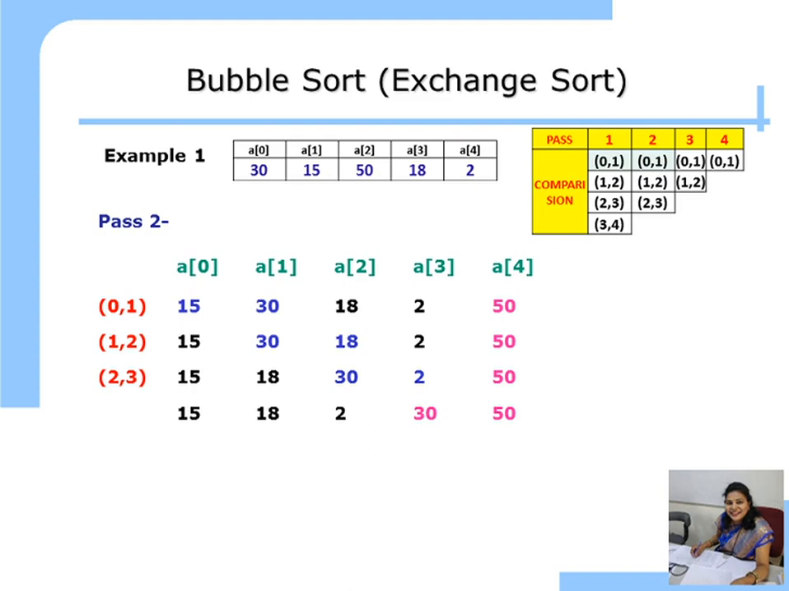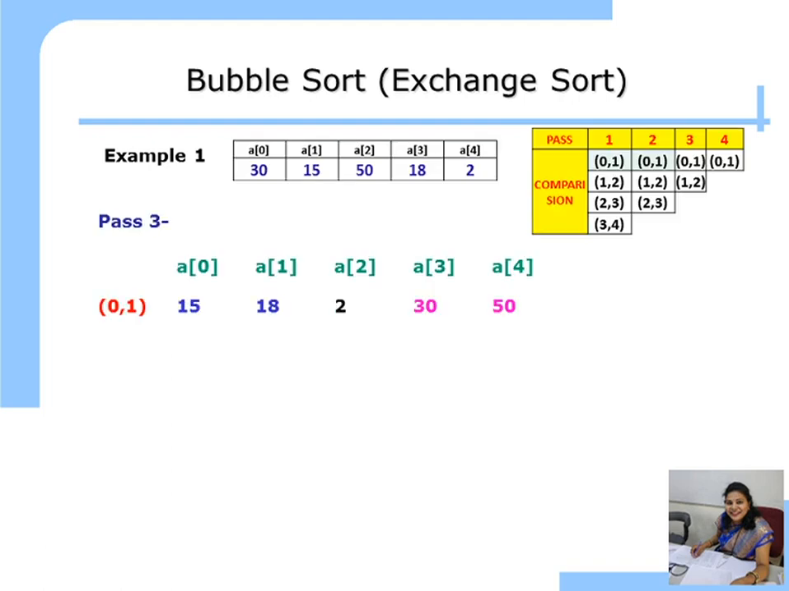How can you check whether your pass 2 is correct or not? If the second largest element is placed at the second last position. What is the second largest element in the array? It is 30. It is placed at the second last position. Now 30 and 50 are sorted and the remaining are unsorted. So in the third pass we are going to sort these elements, that is 15, 18 and 2. See, 30 and 50 are in pink, so these are the sorted ones.